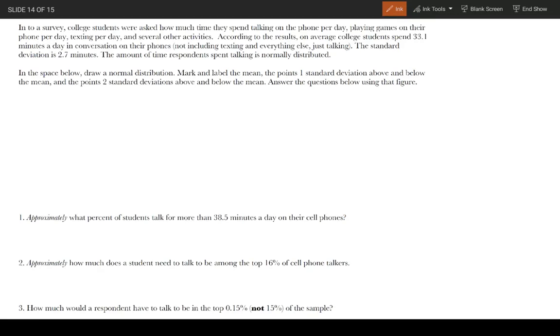So this one says, in a survey, college students asked how much time they spend talking on the phone per day, playing games on their phone per day, texting, and several other activities. According to the results, average college students spend 33.1 minutes per day in conversations on their phone. I think this is kind of outdated because I doubt people your age actually spend 33 minutes on the phone in conversations. I know I do not spend a lot more time texting and other things than talking.